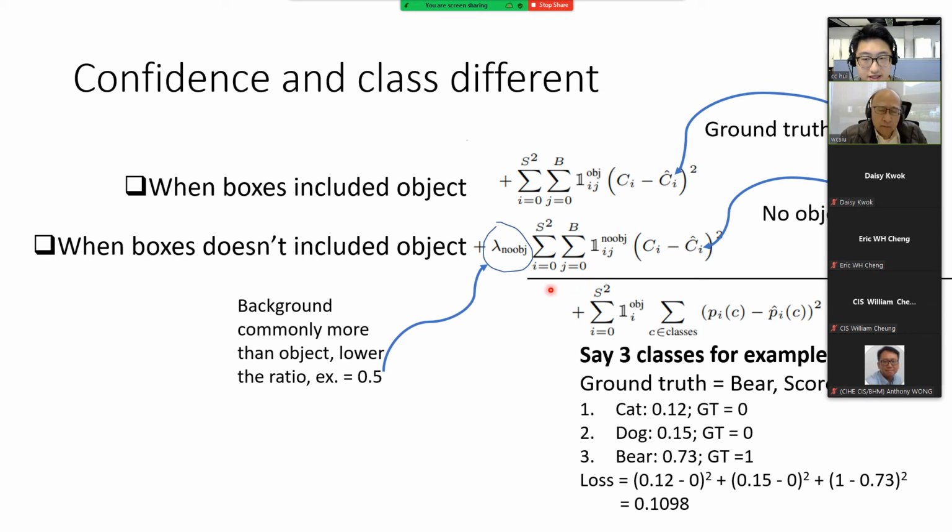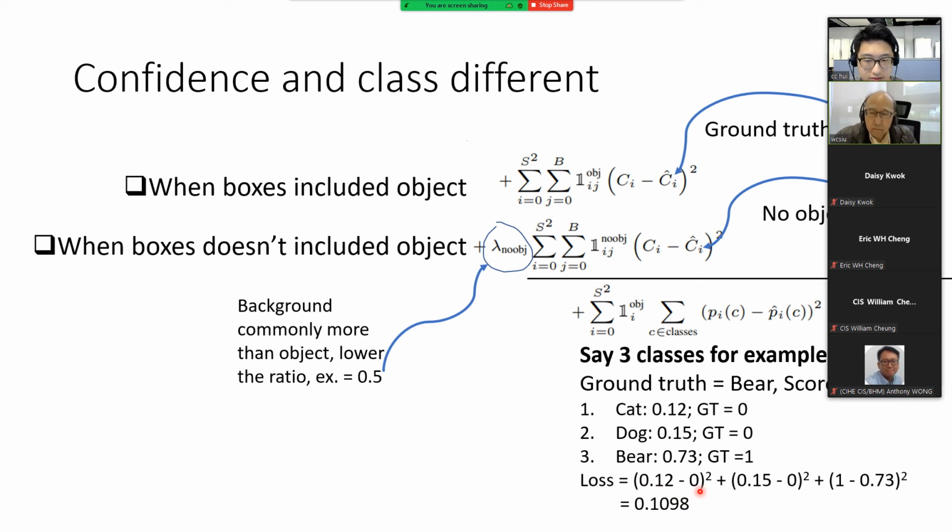Lastly, the class loss function. Let's say we have 3 classes, we only determine 3 classes, and the ground truth is bear. For cat, the system output is 0.12. For dog, the system output is 0.15, and the bear is 0.73. Because the ground truth is bear, the ground truth of bear is 1, and the other 2 are 0. So the loss function will be shown as follows.